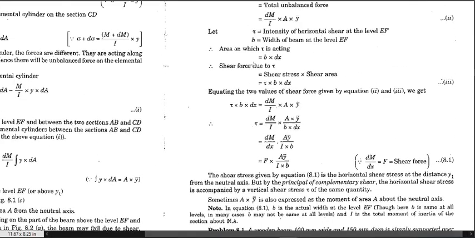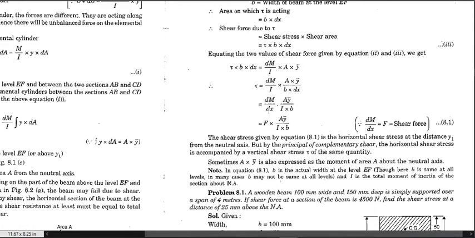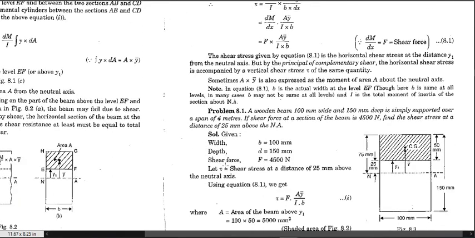If we calculate that value, it will be F times A y bar over I times b. That is the shear stress that must be generated in the object in order to resist that force. We will use this formula to solve various numericals for various types of sections, be it I section or circular section. We will use the same formula and just change the area and y bar value, and we will get multiple results.